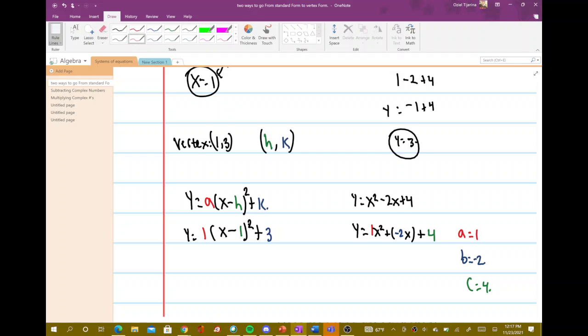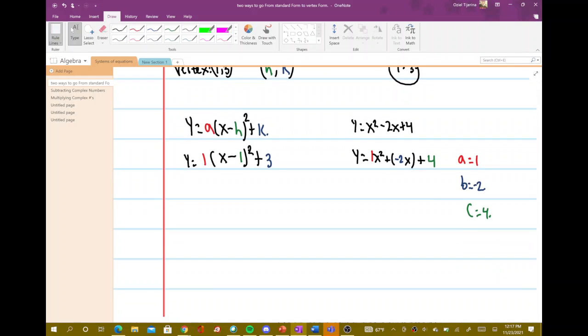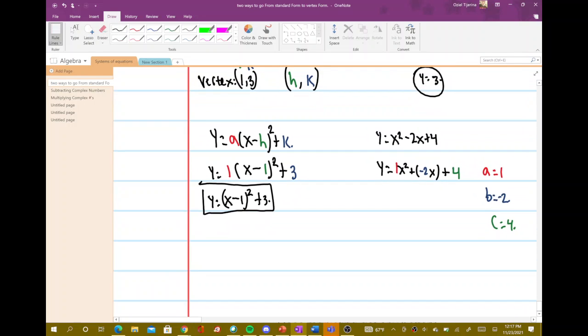Because again, this is h, and then this is k. Okay, so that means that because 1 times x minus h squared, or x minus 1 squared, is just x minus 1 squared, we can just say x minus 1 squared plus 3. And this is how you change it from standard form to vertex form. I mean, that is one way.